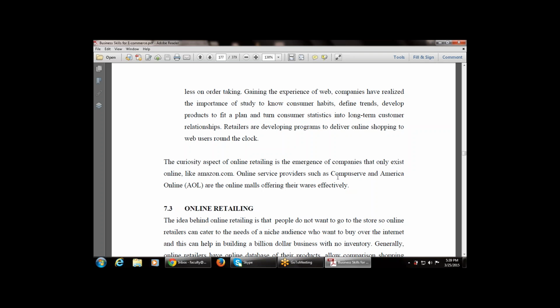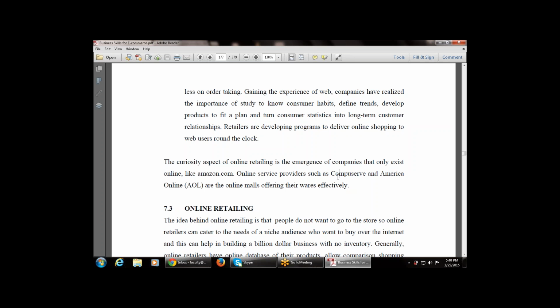These are the various companies that provide online retailing. One example is Amazon.com, like Flipkart.com. So these are the various examples of online retailing, that is, e-retailing. Online service providers such as CompuServe and America Online, that is AOL, are the online malls that offer their wares effectively. Now the next part is online retailing.